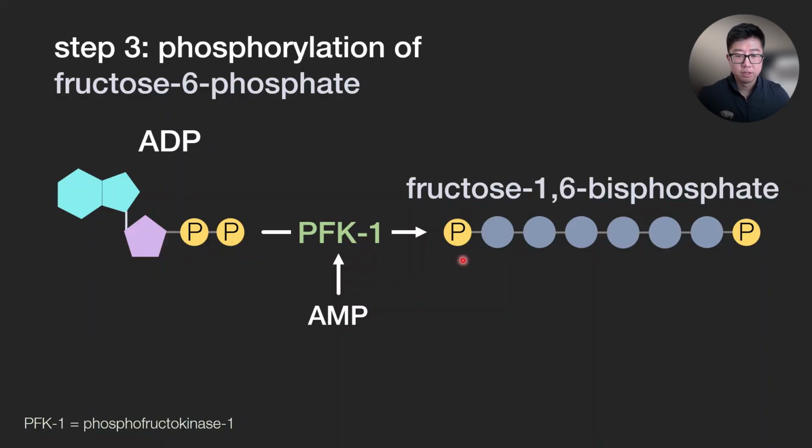Now, on the other hand, when the cell has plenty of energy, ATP levels are high, and in this case, ATP itself can bind to a separate regulatory site on PFK1 and inhibit its activity. This may seem a bit counterintuitive at first, since ATP is also the substrate in this reaction step, but at high concentrations, it can also act as an inhibitor, basically slamming the brakes on glycolysis since the cell doesn't need to produce more energy. So overall, this is a pretty crucial rate-limiting step of glycolysis.